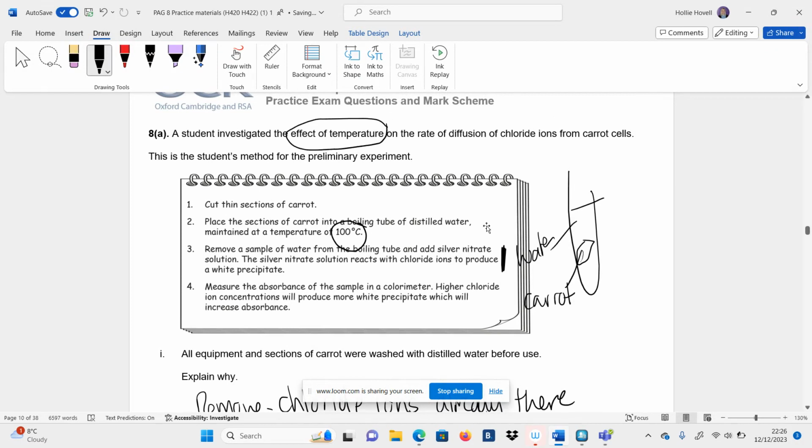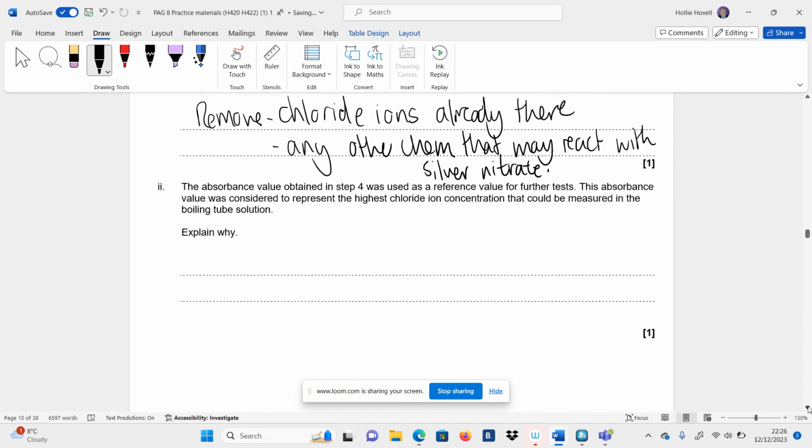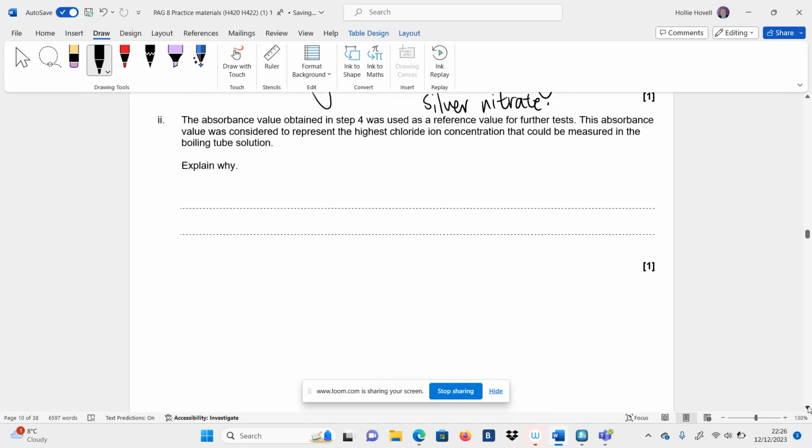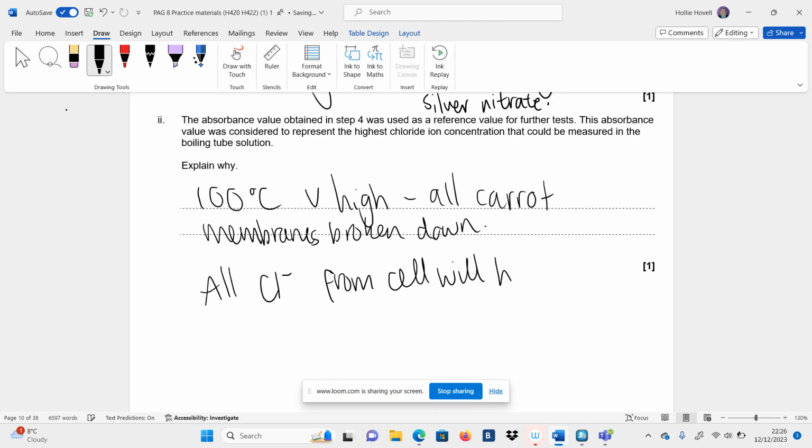If we go up a little bit more, they're going to investigate the effect of temperature. Now a temperature of 100 is likely to be the highest one. You know, if we're looking at living cells, they're not used to living at 100 degrees. So 100 is probably their highest one. Okay, so 100 degrees C is very high. So all the carrot membranes will have been broken down or disrupted, and therefore all the chloride ions from the cell will have been released. You only need one of those, one mark question. All right.